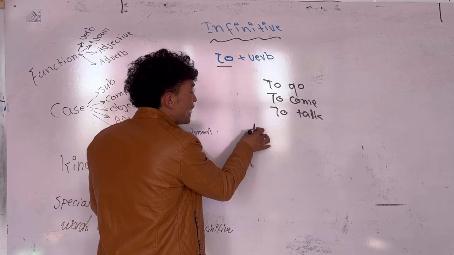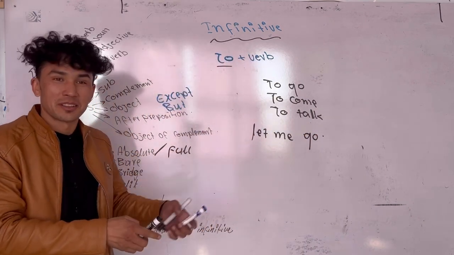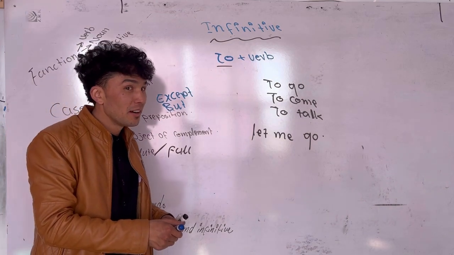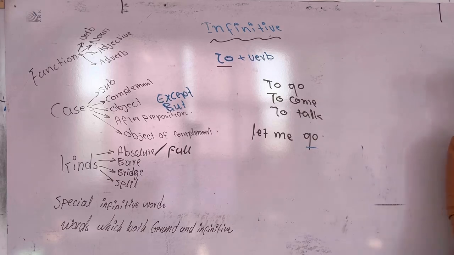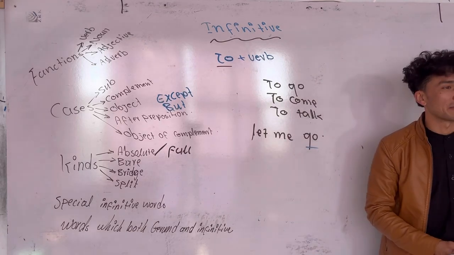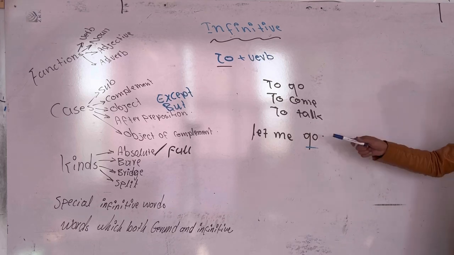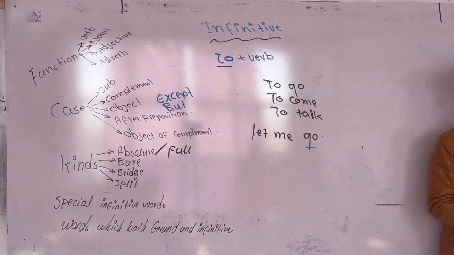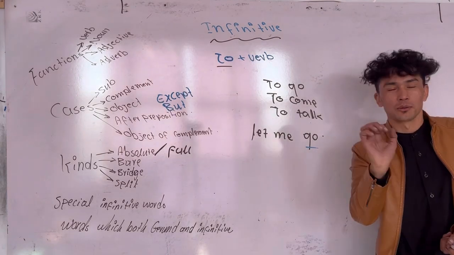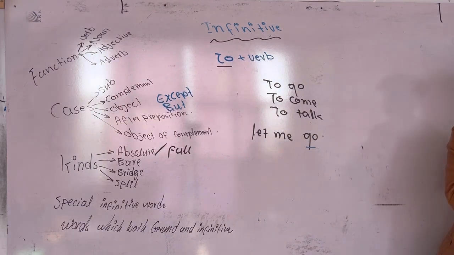For example, hey, let me go. Look at this one. Where's the infinitive? Go is the infinitive. Is there any "to"? No. This is called what? Bare infinitive. As I told you, here it functions as a verb. You will never say, let me to go, let me to come. No. Bare infinitive is used without "to".